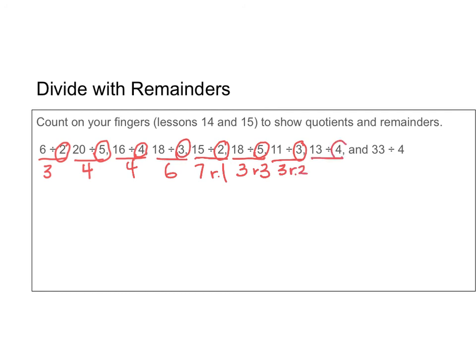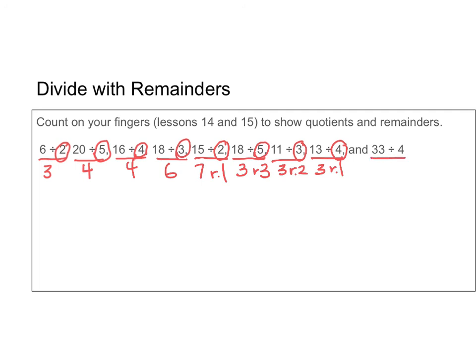13 divided by 4. We want to get to 13 counting by 4s. So 4, 8, 12. Well, that's 3. 16 is too far, so we know we've got to stop there at the 3. From 12 to 13 is 1, so our remainder is 1.